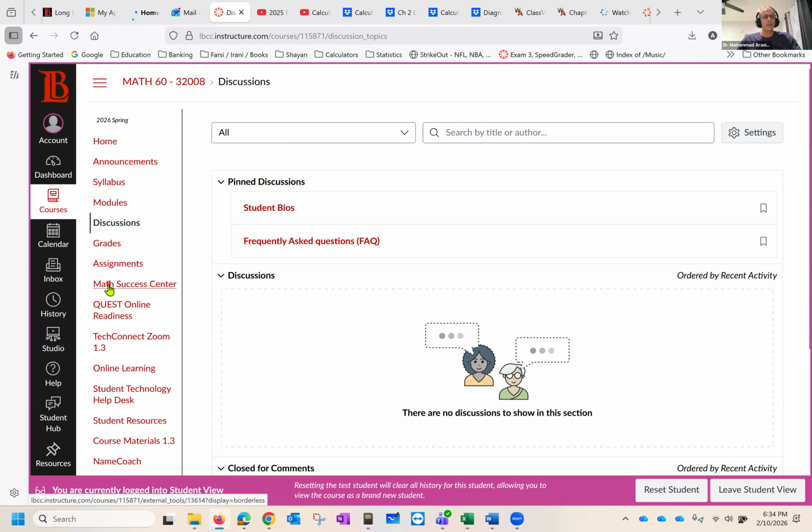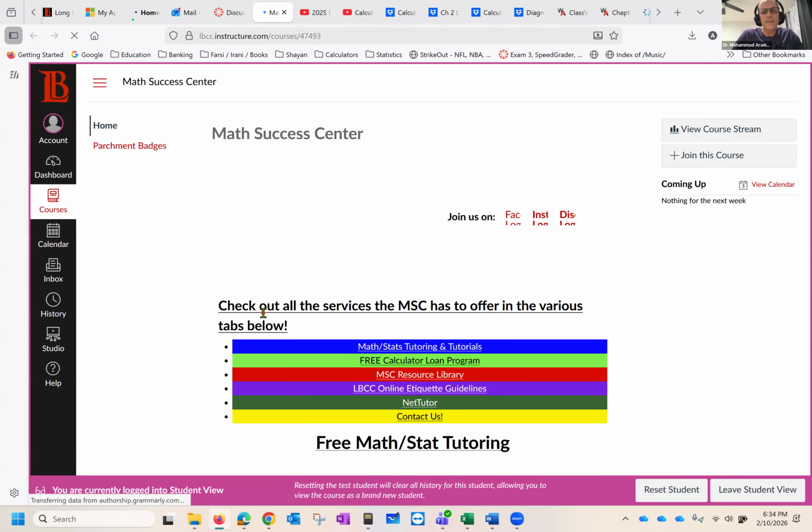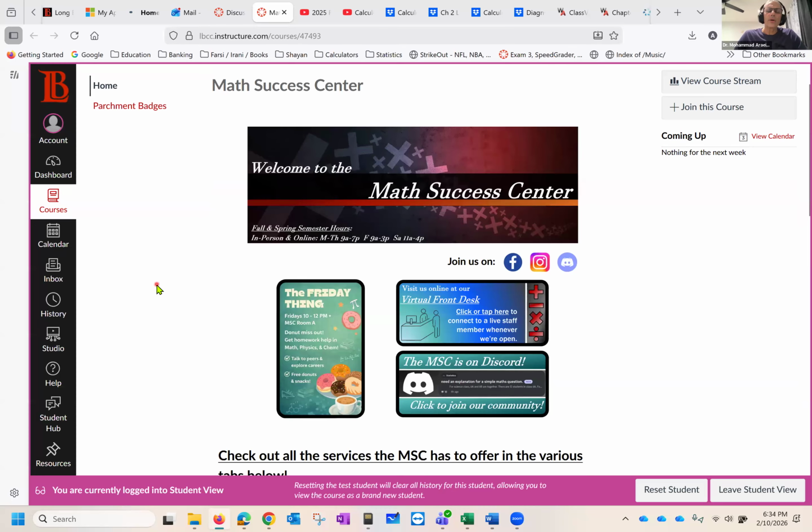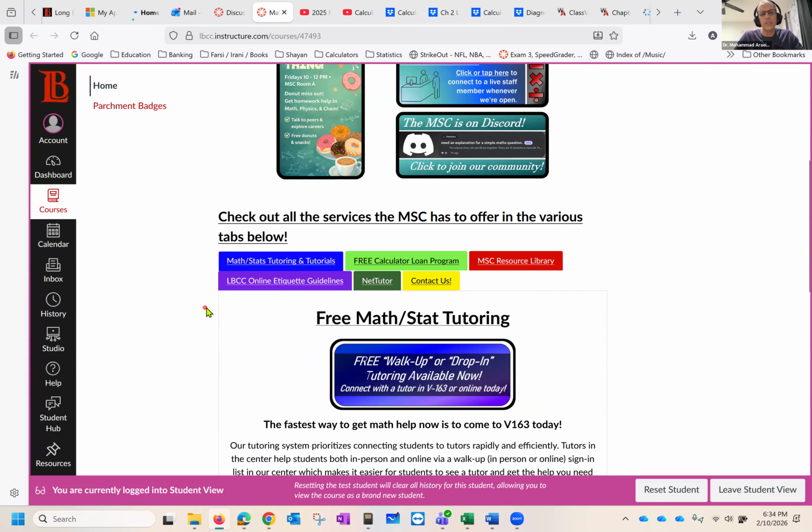Then the next one underneath, a couple of points down, is the Math Success Center. This one has the discussion about the Math Success Center, the tutoring center, where you can get tutoring if need be. And there is various help available, including a free calculator loan program. I believe it's limited, based on first come, first served. So if you happen not to have a calculator, you can check one out with them. Free walk-up or drop-in tutoring is available.